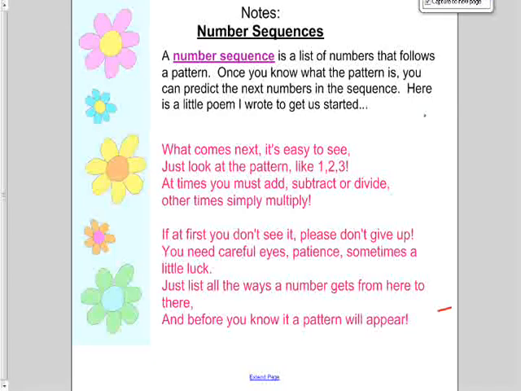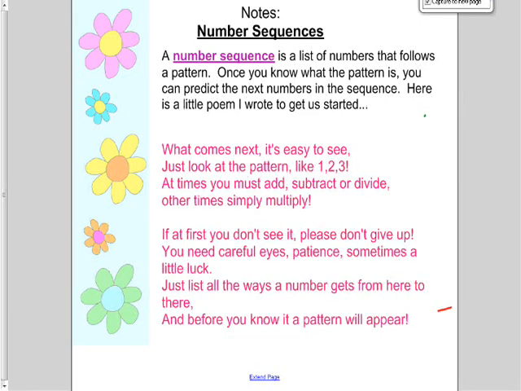A number sequence is a list of numbers that follows a pattern. Once you know what that pattern is, you can predict the next numbers or term in the sequence. Here's a little poem I wrote to get us started. What comes next? It's easy to see. Just look at the pattern like 1, 2, 3.